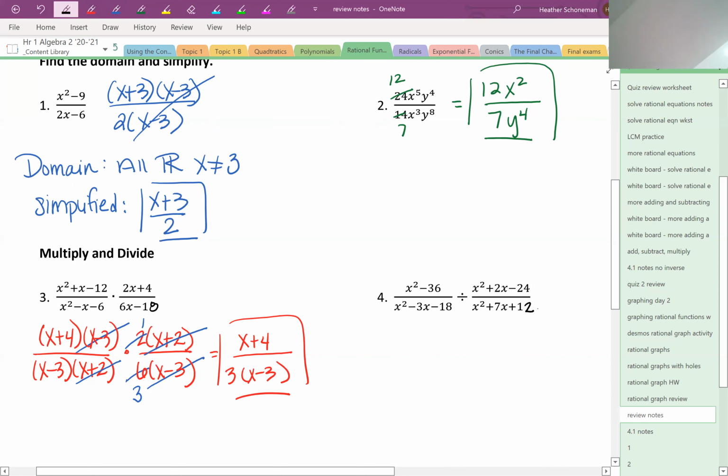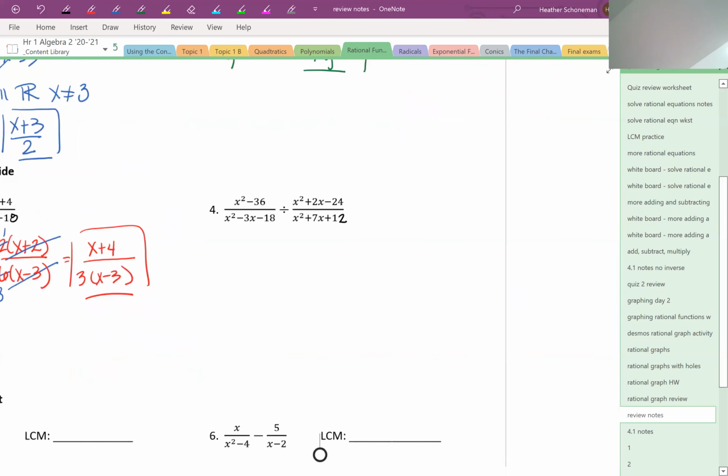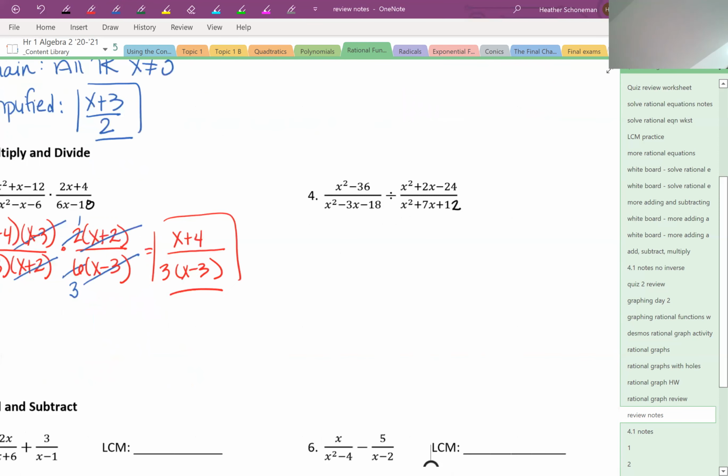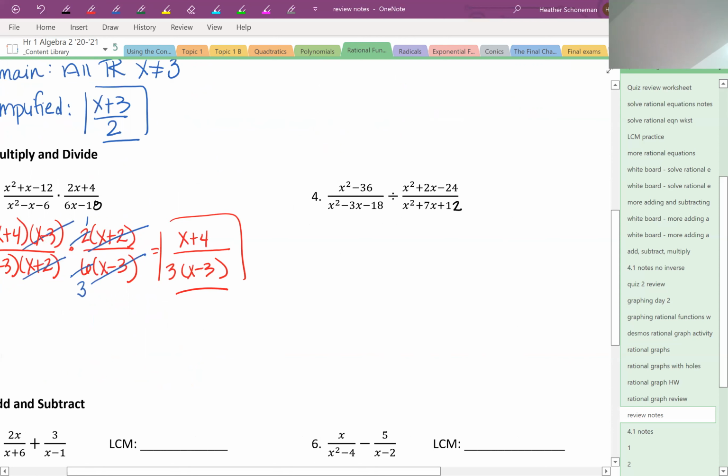Okay, on the next one, it's division. I have pluses and minuses, so I'm definitely going to factor again. But because it's division, I can't divide by a fraction. So instead, I multiply by the reciprocal.